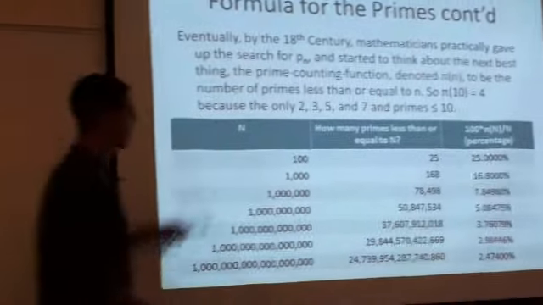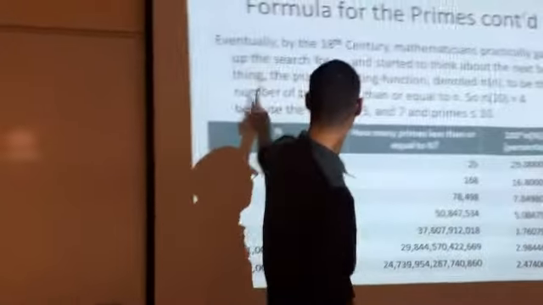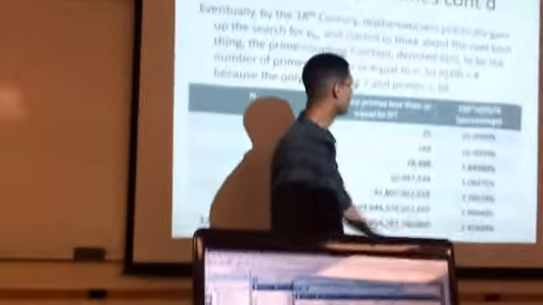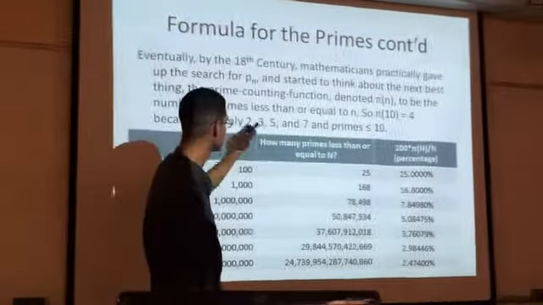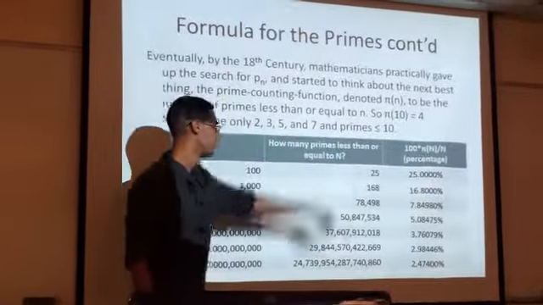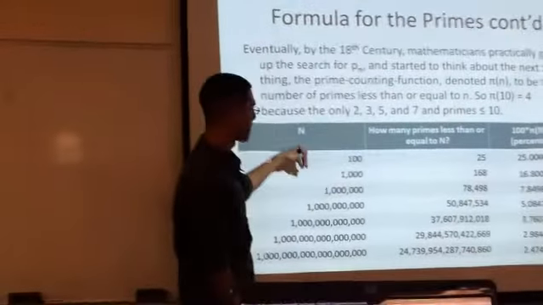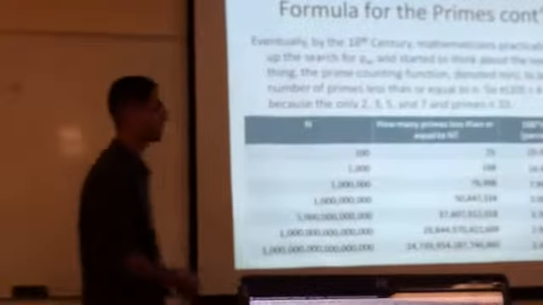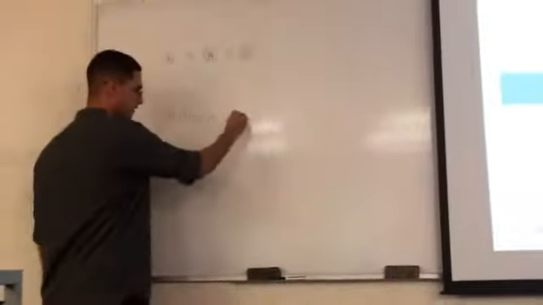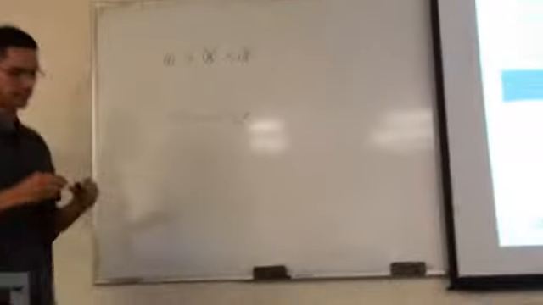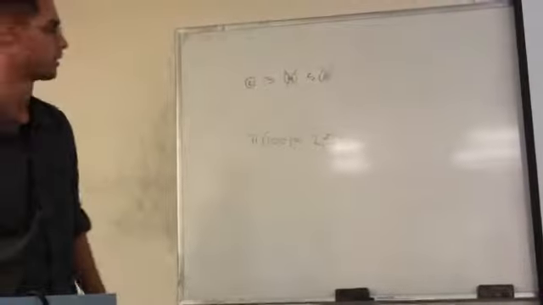This prime counting function is just the number of primes less than or equal to n. So pi of 10 is 4, because the only prime numbers less than 10 are 2, 3, 5, and 7. Same thing for pi of 100. Pi of 100 would be 25, because there are exactly 25 primes under 100.